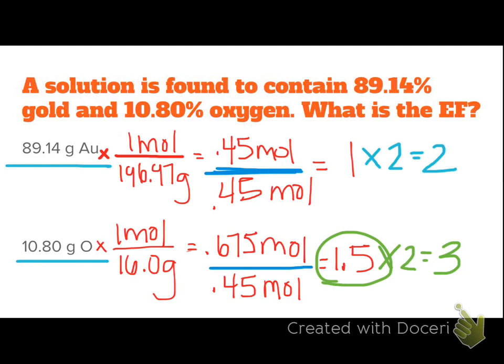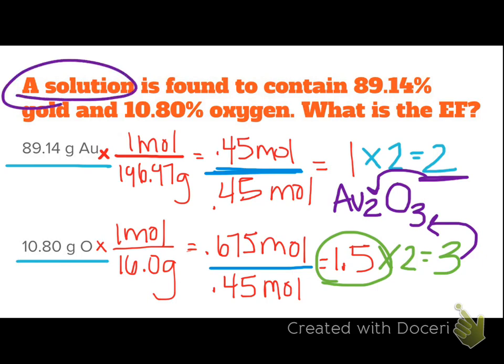Now I have two numbers that are in whole number form. And what happens to these numbers, looking at the last step? They become your subscripts. So I have Au2O3. That came here, and that came here. So this is my empirical formula for this solution.